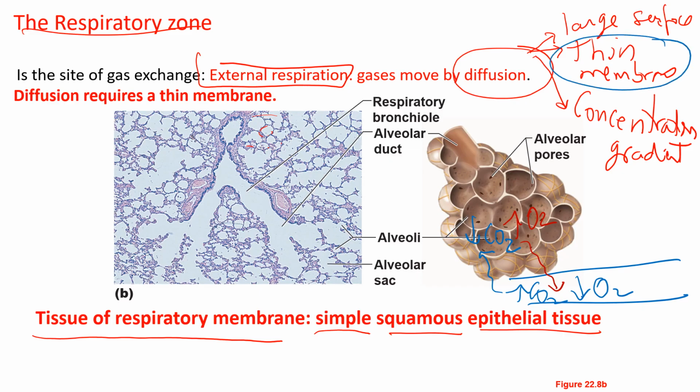You compromise any of these parameters for diffusion, and you cannot have diffusion. So if you have too many sick alveoli that are non-functioning, now you're compromising the large surface area. If the membrane thickens, now you're compromising diffusion by not having a thin membrane. If the concentration gradients change and they're not what they should be, now again you're compromising the movement of gases. All right, so I cannot emphasize enough how important it is to have these three parameters to have external respiration going on.